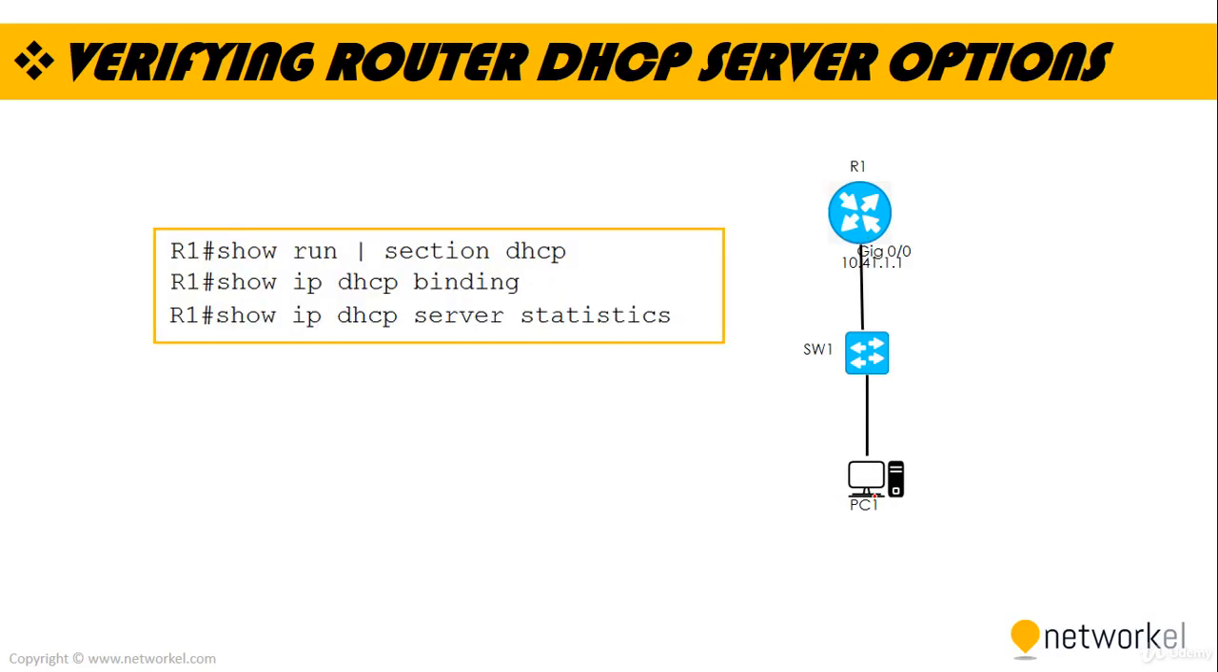To verify the DHCP server options of a router, we can use the show run section dhcp, show ip dhcp binding, and server statistics commands.